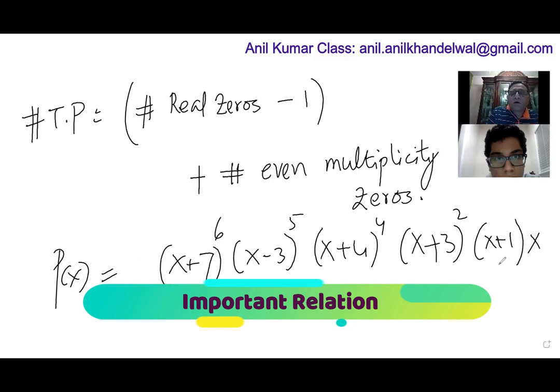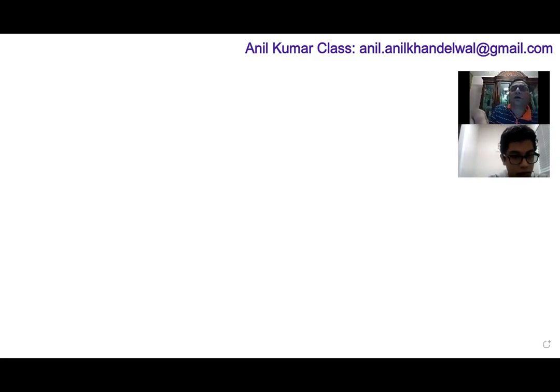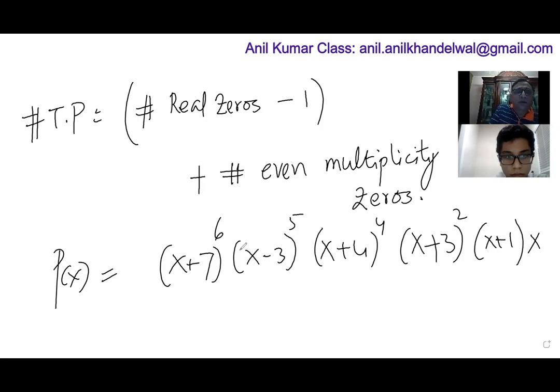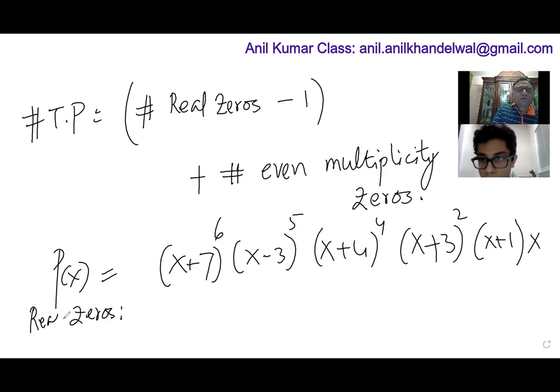Now tell me, what are the number of zeros? I should say real zeros, x-intercepts. So 6: 1, 2, 3, 4, 5, 6, right?